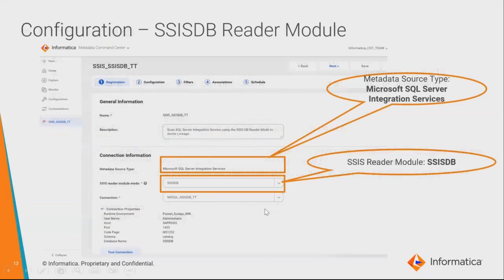Here is a sample configuration. You can see the metadata source type is selected as SQL Server Integration Service, and the SSIS reader mode is set to SSIS DB. Ensure that you have sufficient permission. Very important one before coming to the application and configuring.